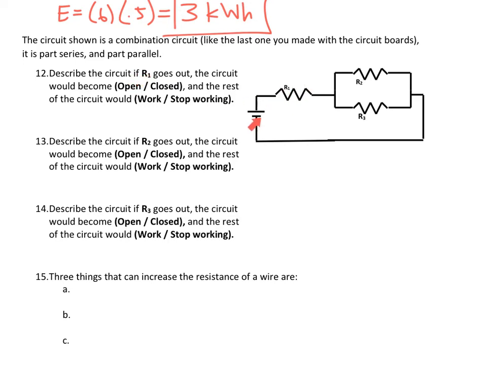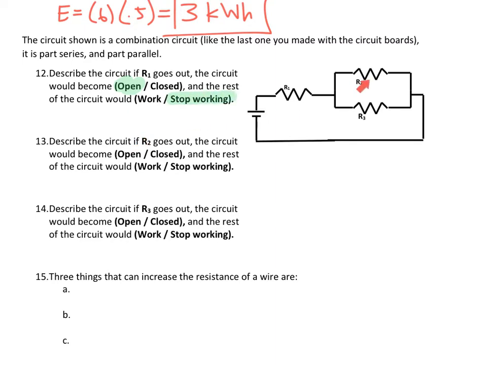If R1 goes out, this is my battery. If this resistor goes out, electrons need to cross this gap. But if this resistor goes out, the electrons cannot get to R2 or R3. So if R1 goes out, this circuit becomes open. There's now a gap. And if there's a gap in that circuit, the electrons cannot cross R1 to get to R2 or R3, this circuit would stop working.